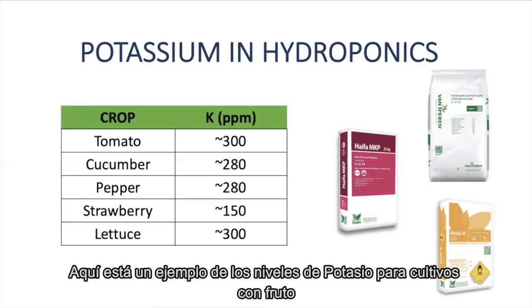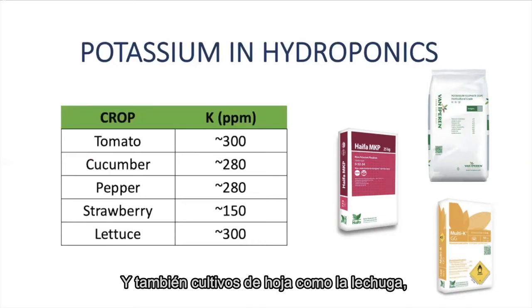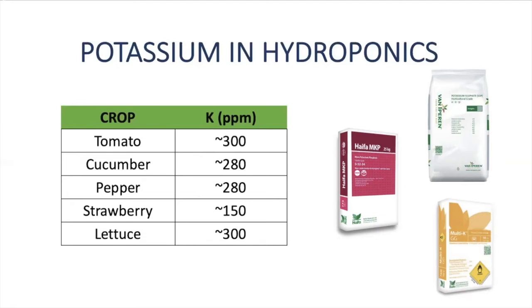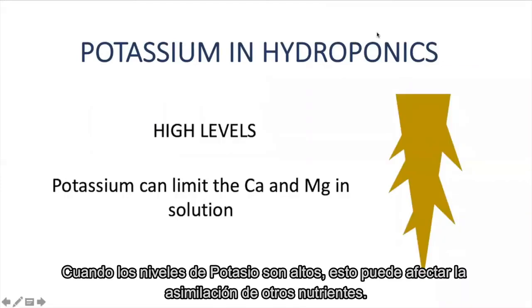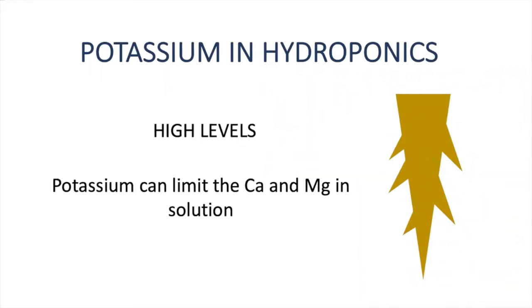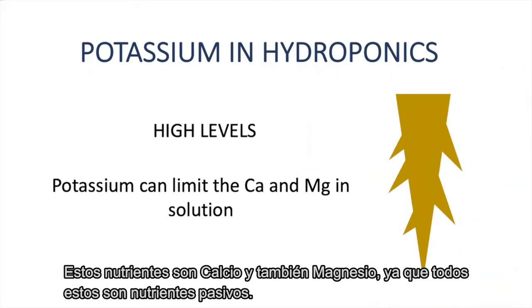Here is an example of levels of potassium in fruiting crops and also leafy greens like lettuce. So you can see how different crops have different requirements. When potassium levels are high, potassium can affect the uptake of other nutrients. These nutrients are calcium and also magnesium, because all of these are passive nutrients.